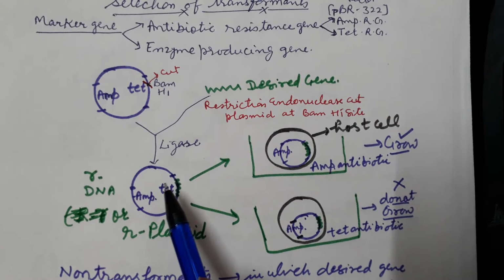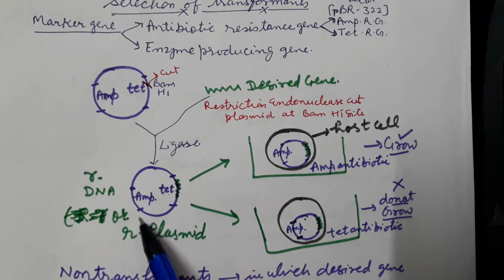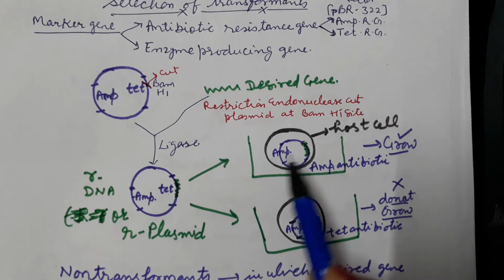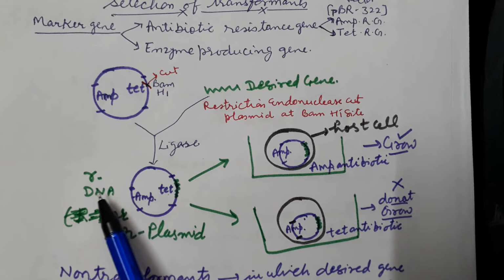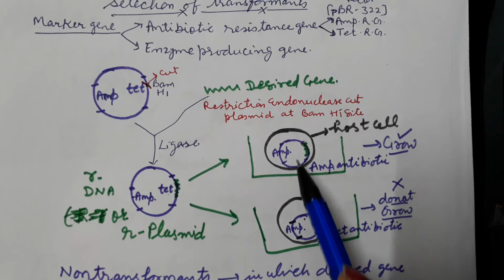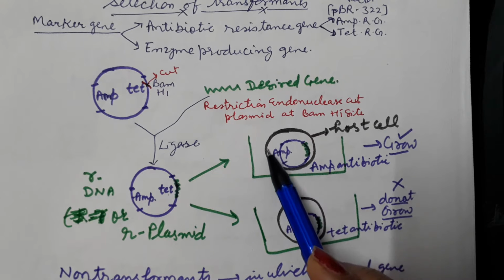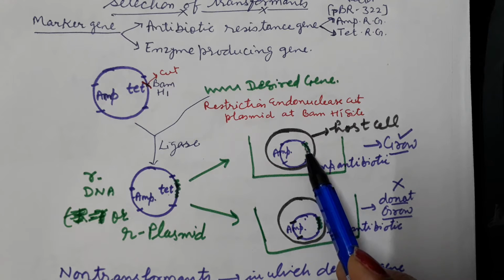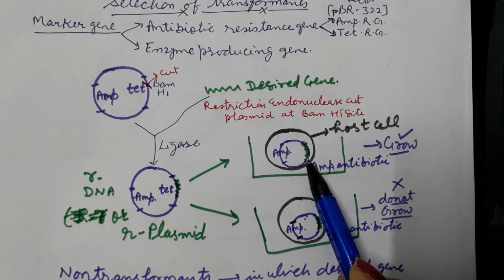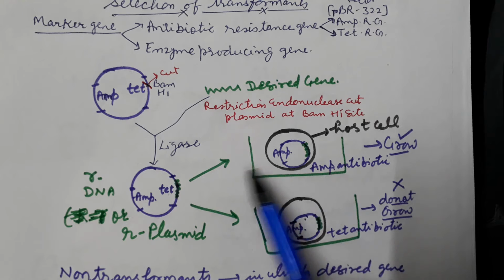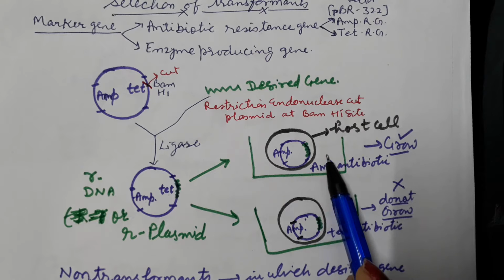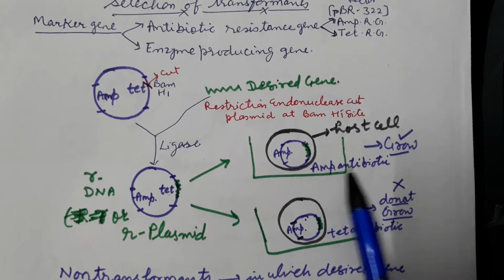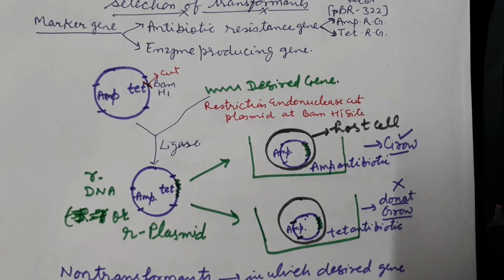In the next step, we insert this recombinant plasmid, or recombinant DNA, into the host cell. This is our host cell inside which we put this recombinant DNA. Now, as the host cell multiplies, this recombinant DNA also multiplies, and growth of the host cell takes place. Now we put this host cell, which contains the recombinant DNA, into a culture medium where ampicillin antibiotic is present.